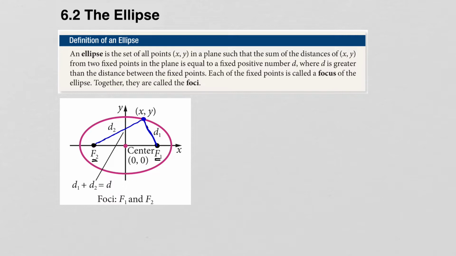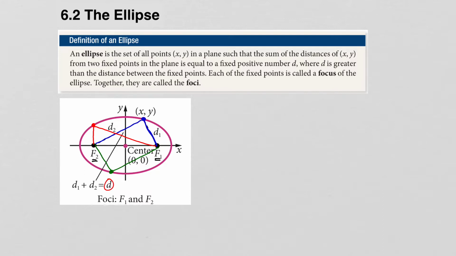So going around this ellipse, no matter where we pick a point on this ellipse, if we take the distance here plus the distance here, it's always equal to this number D, no matter where we go. So if I take a point down here, this distance here plus this distance here will be equal to D. This is how we get an ellipse. And it turns out that this shape, this ellipse, is really important because all of the planets go around the sun in what we call an elliptical pattern.